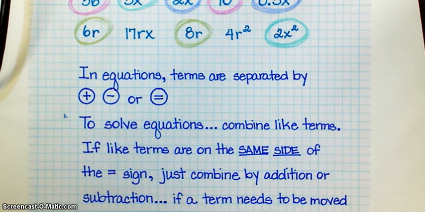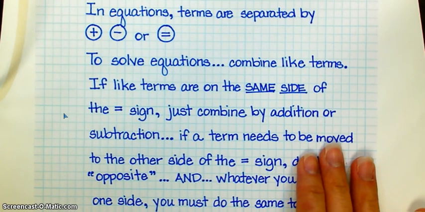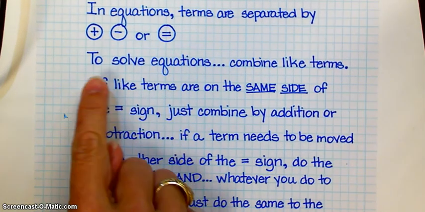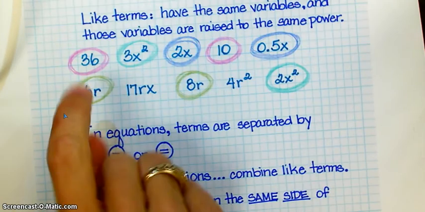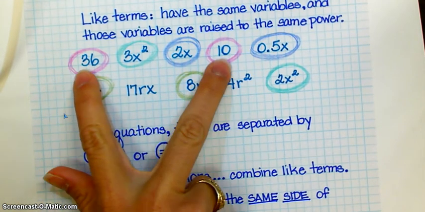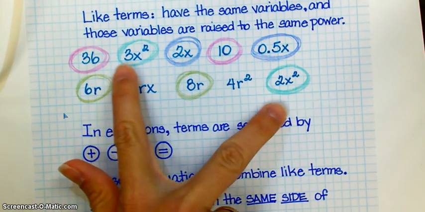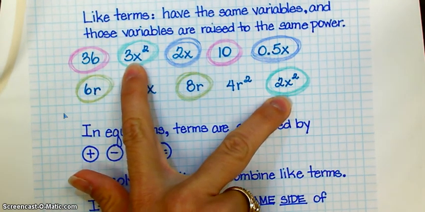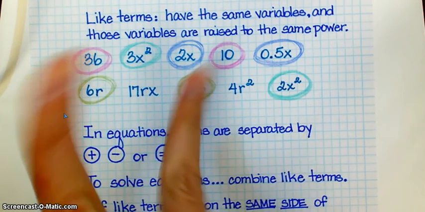Okay? And I said this a couple of different times in the two other screencasts, but in order to solve equations, the first thing you need to think about is I've got to get all of my like terms together. I've got to combine like terms. So for instance, I would have to get the just plain numbers together. I would need to get the x squares together. I would need to get the plain old x's together.